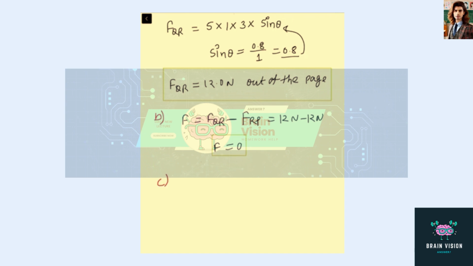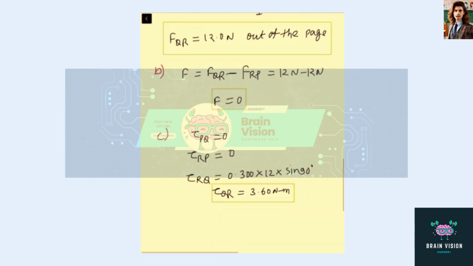Okay, so now moving to part C, now we will calculate the torque. So the torque on wire PQ will be 0 as the force is equal to 0, and the torque on RP will also be equal to 0. Okay, and the torque on QR or RQ will be equal to 0.300 multiplied by 12 multiplied by sin 90 degrees. So from here the torque on wire QR comes out to be 3.60 Newton meter. So this is the answer for part C of the problem.